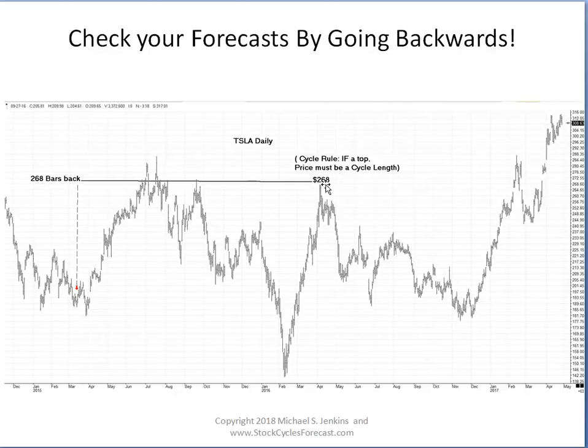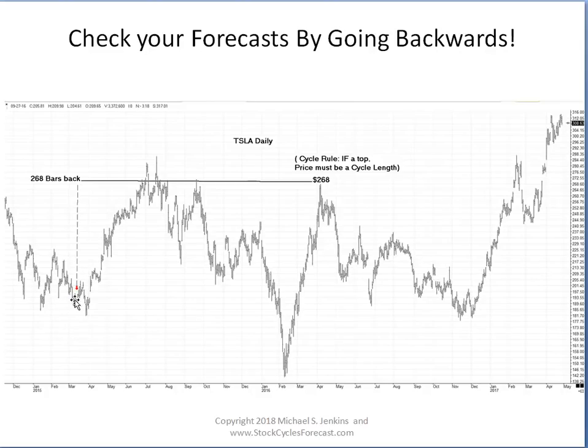If you remember in the first video, I told you the cycle rule that if you're at a final high or a low, the number that appears is the cycle length. So if this 268 price is going to be a top, it would be a cycle length, and we can go backwards that number and we should find an origin high or low. Now in this case it was a good low.